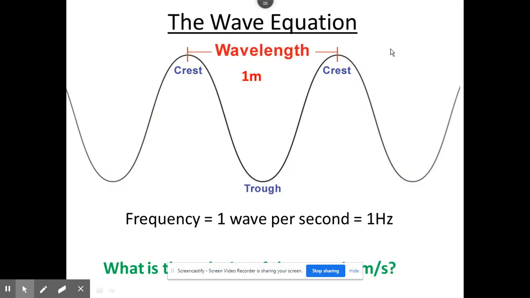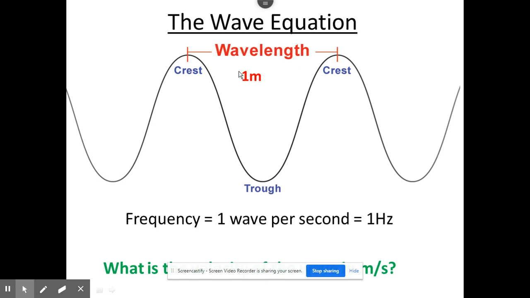Okay, so let's move on and let's talk about the speed of a wave or the velocity of a wave. Wave speed and wave velocity both mean how fast the wave is going. We will use the word velocity in this lesson, which is the vector version of speed, but pretty much they both mean the same thing in the context of what we're talking about.